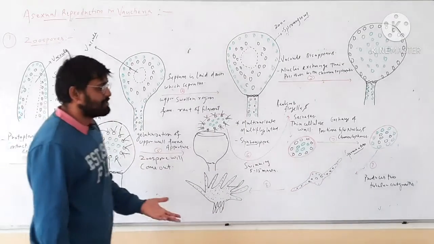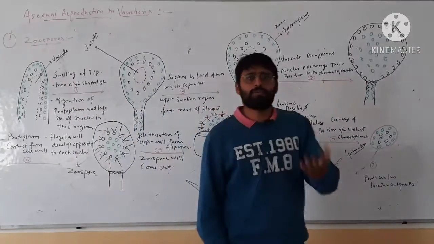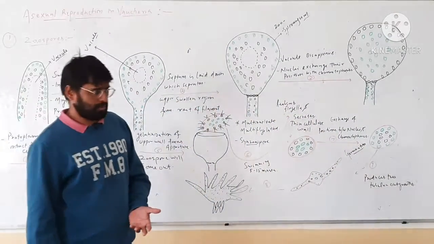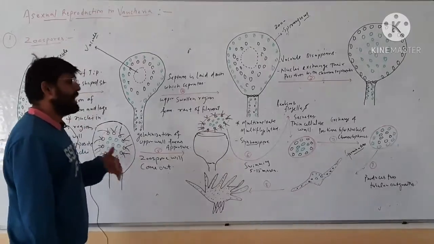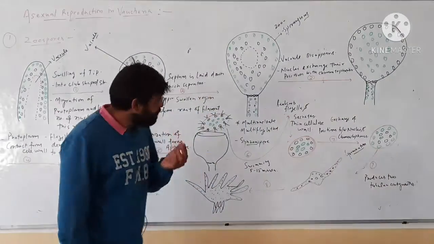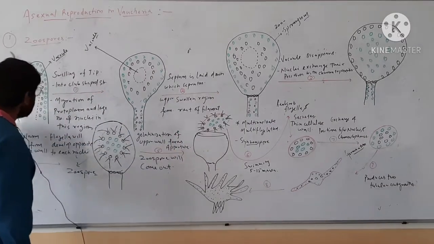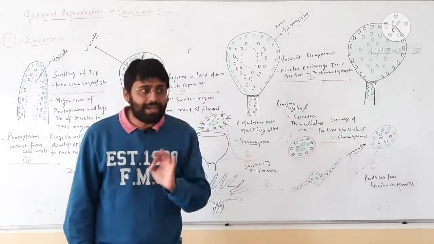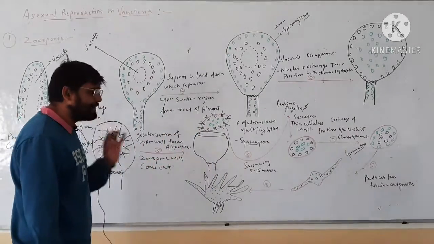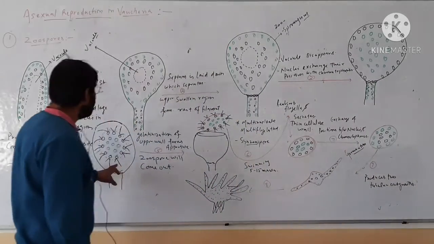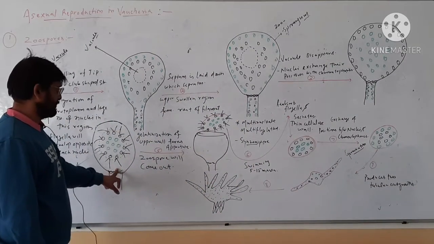And our next is aplanospore. Aplanospores are non-motile spores. Motile spores are called zoospores and non-motile spores are called aplanospores. So the development of aplanospore is very similar to the development of zoospore. The only difference in aplanospore is that there will be no flagella.